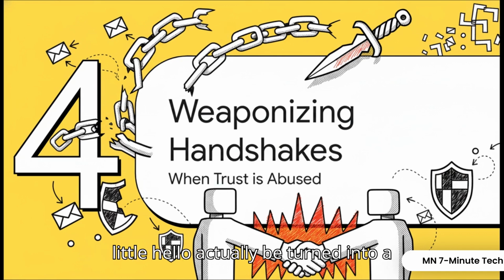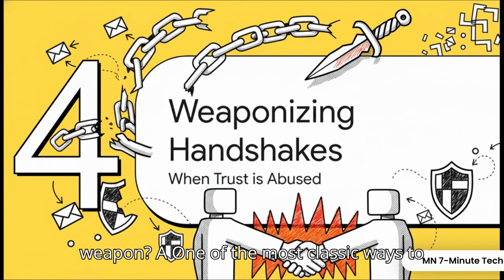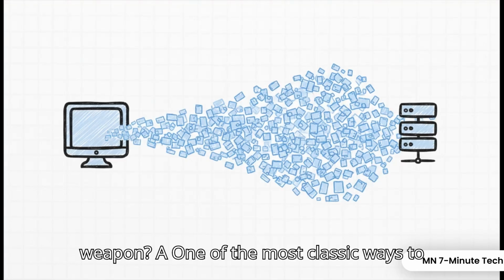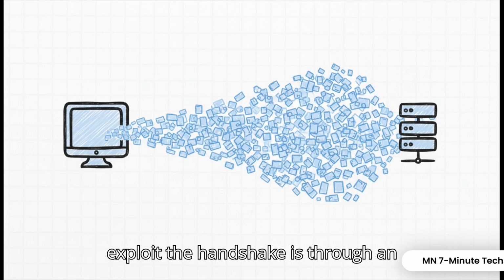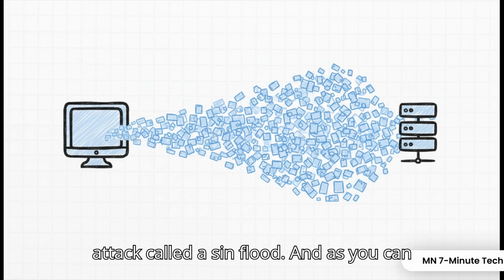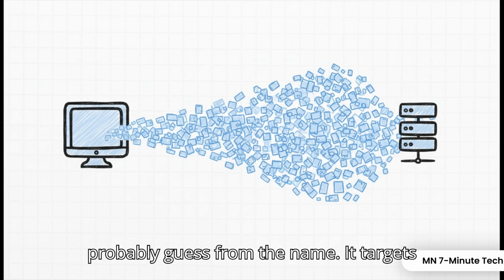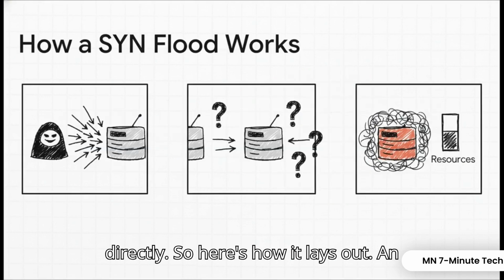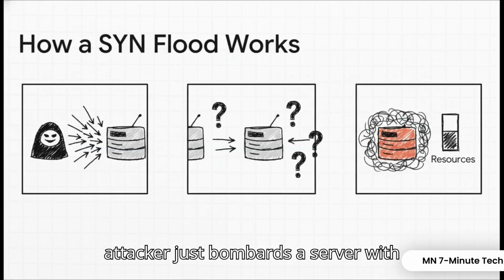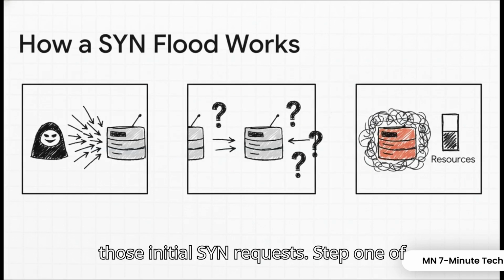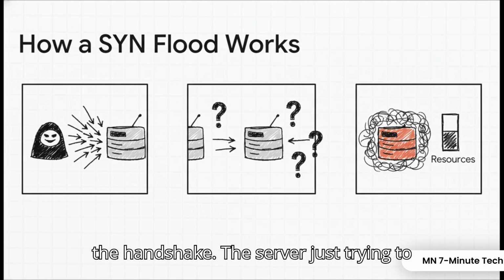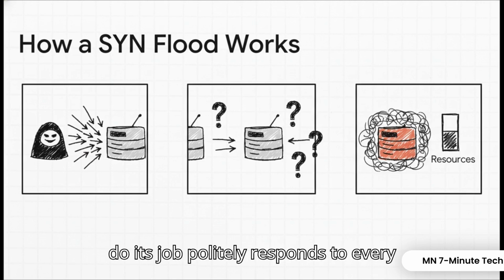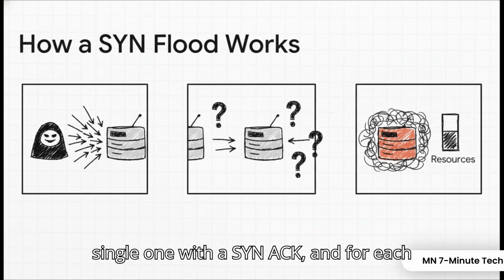How can this simple little hello actually be turned into a weapon? One of the most classic ways to exploit the handshake is through an attack called a SYN flood. And as you can probably guess from the name, it targets the logic of that three-step process directly. So here's how it plays out. An attacker just bombards a server with those initial SYN requests, step 1 of the handshake. The server, just trying to do its job, politely responds to every single one with a SYN-ACK.